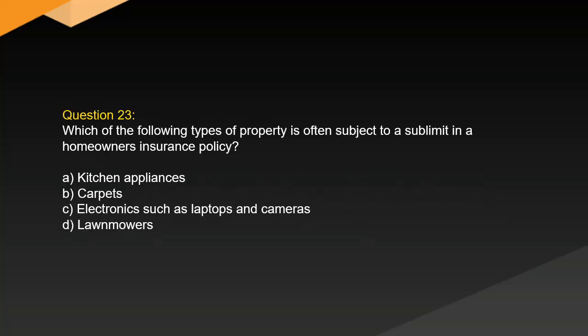Question 23. Which of the following types of property is often subject to sublimit in a homeowner's insurance policy? A. Kitchen appliances. B. Carpets. C. Electronics such as laptops and cameras. D. Lawnmowers.